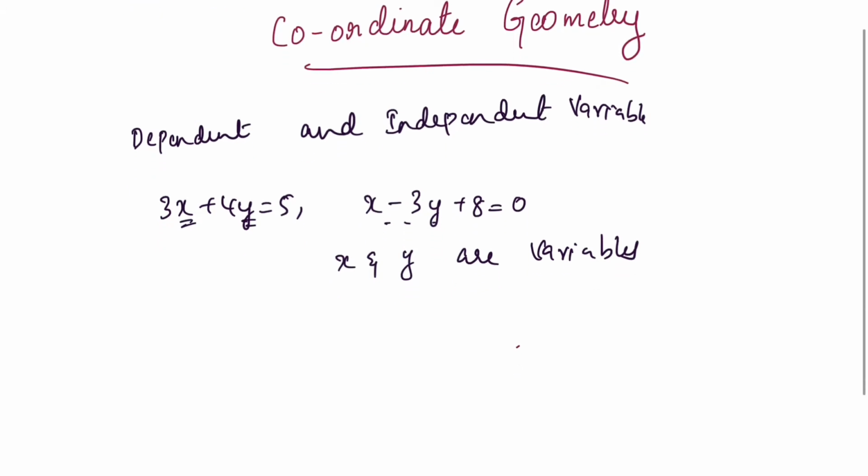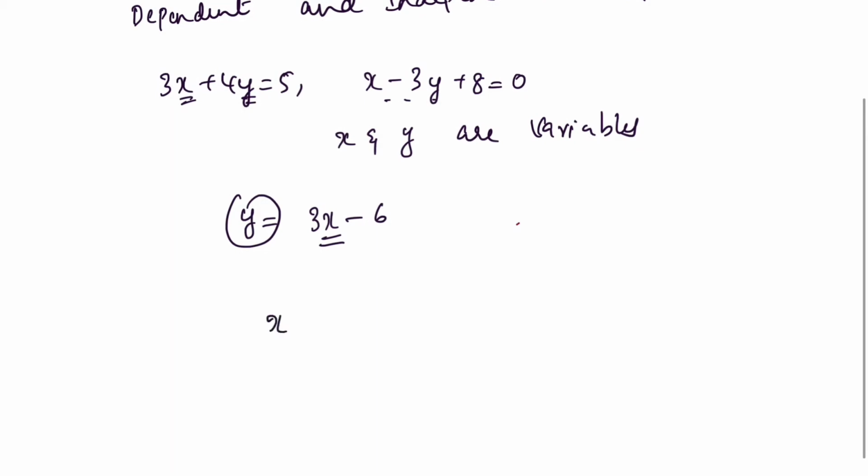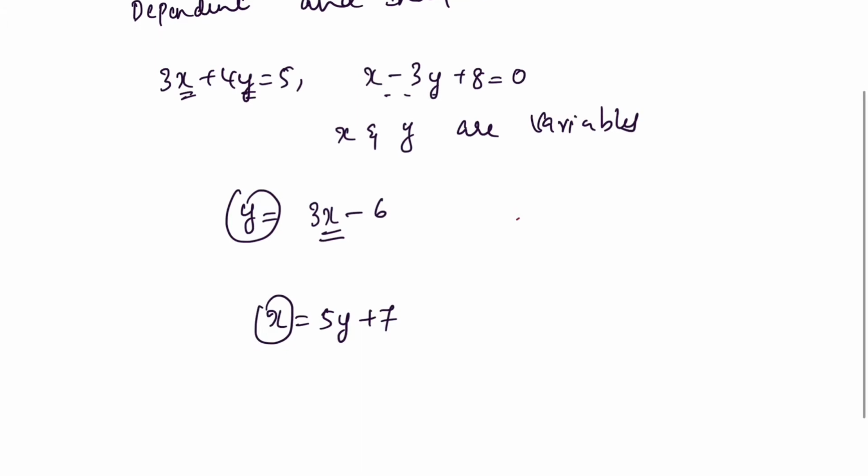If a linear equation in x and y is expressed with y as the subject of the formula, y is called the dependent variable. For example, if you have an equation like y is equal to 3x minus 6, you call y the dependent variable. The reason is, as x varies, the value of y changes, so y is dependent on x. If instead I have x is equal to 5y plus 7, then x will be my dependent variable and y is my independent variable. These are the two concepts we'll come across in coordinate geometry.